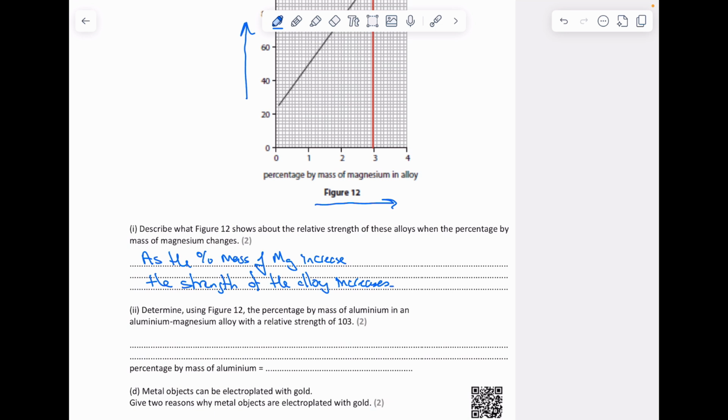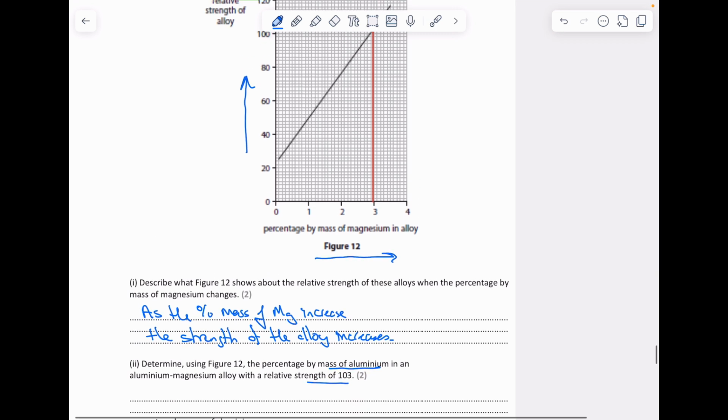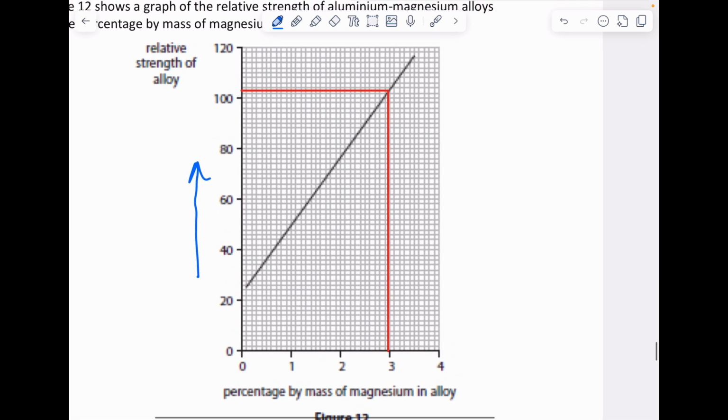Second part, we've got to use the graph to find the percentage by mass of aluminium, underline that bit for a minute, when the strength is 103. So the first thing to do is go on the graph and find where the relative strength is 103, which is here. And then you take a line across to where it meets the graph, and then you bring a line down like I've got here to show the actual value on this axis. So this shows me that when the strength is 103, the percentage by mass of magnesium is 3%.